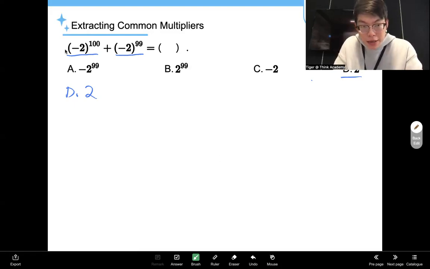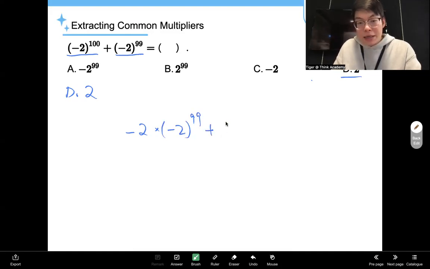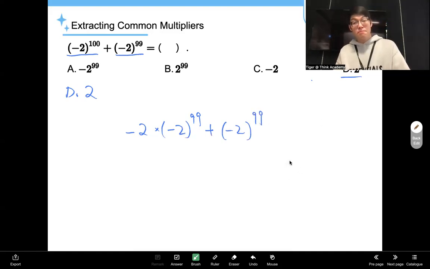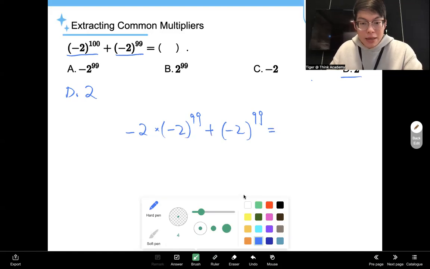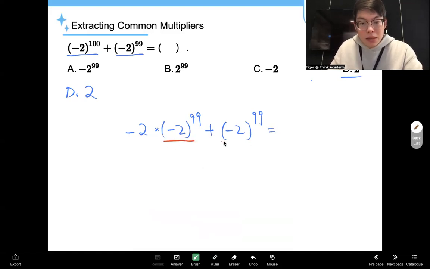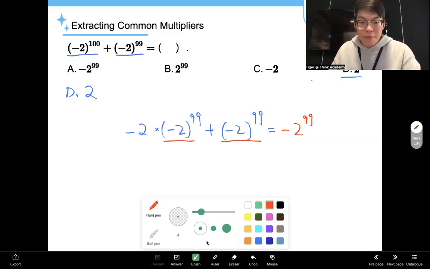Well, apparently 100 is one more than 99, isn't it? So we can say that -2 to the power 100 is -2 multiplying -2 to the power 99. And we are now adding -2 to the power 99. All right. So what do we have? What we have is going to be extracting the -2 to the power 99 right there, such that it becomes just one of it as a common multiplier. And what do I multiply to?